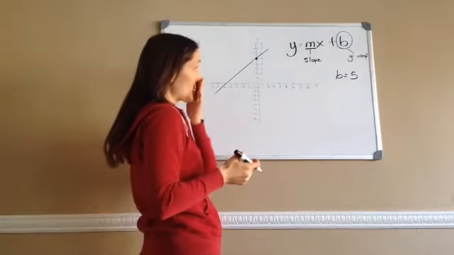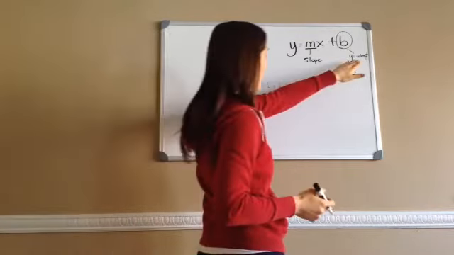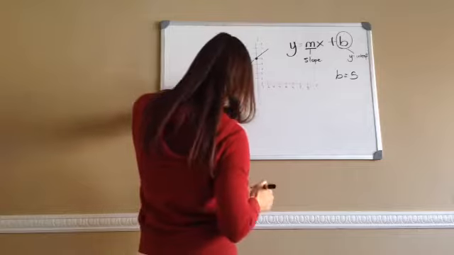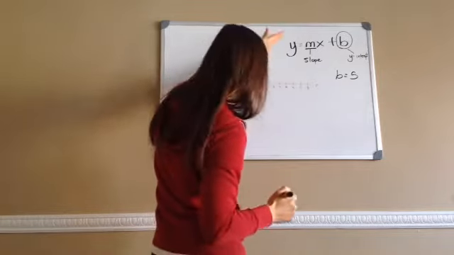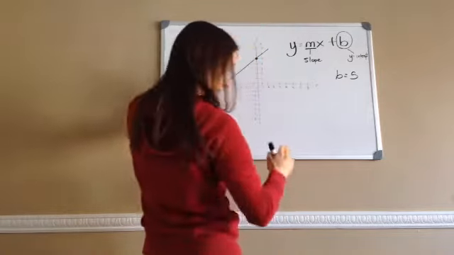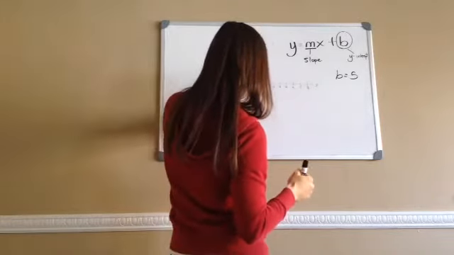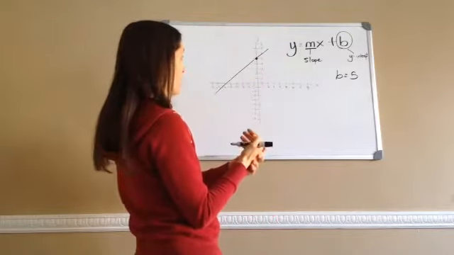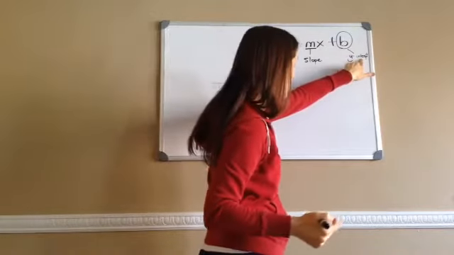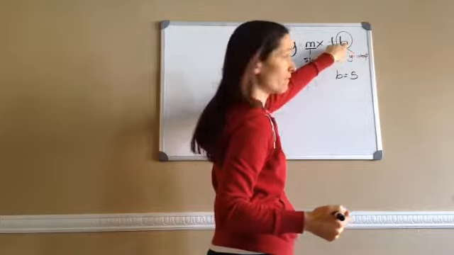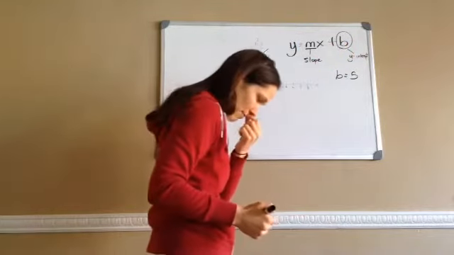Okay? Hopefully you can see and understand that where this line intercepted the y-axis, intersect means it crossed. Where did it cross the y-axis? It crossed on 5. So the y-intercept is 5. Okay, hopefully that makes sense.